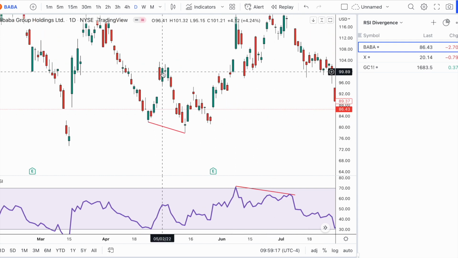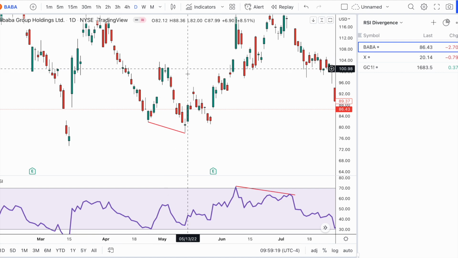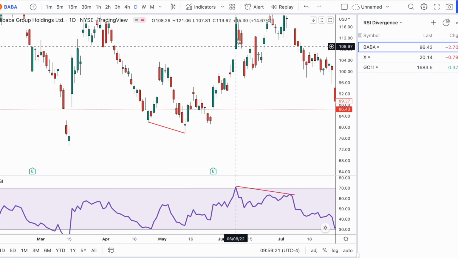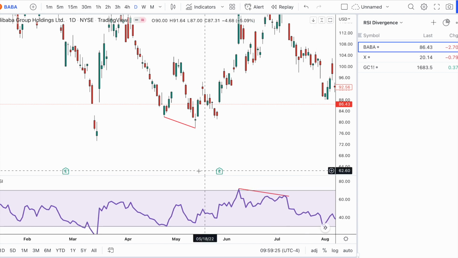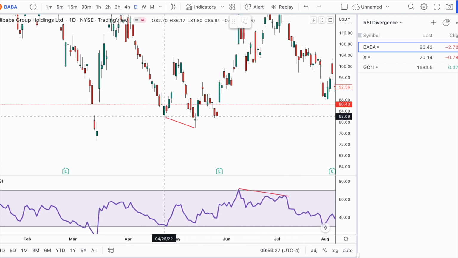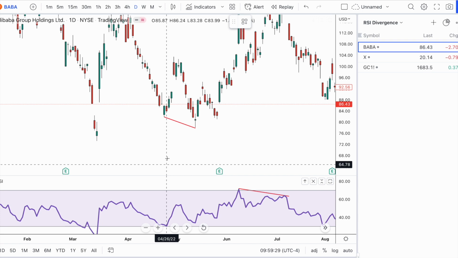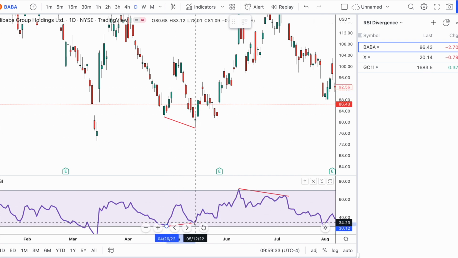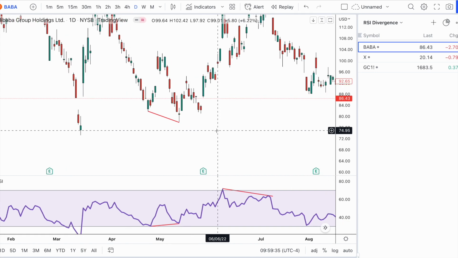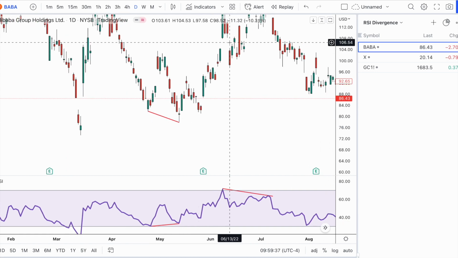BABA, we made a low, went to a high, made a lower low at 78, and then ended up going higher. If you look at the RSI divergence, you can probably spot it out yourself. Right here, the low is at 30, and then we made a lower low, and we actually ended up making a higher low on RSI. You can see price ended up reversing for it, right?